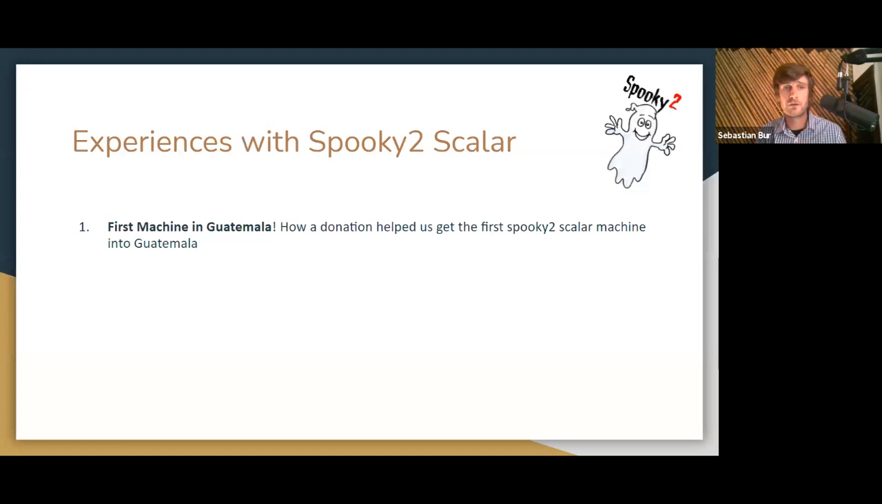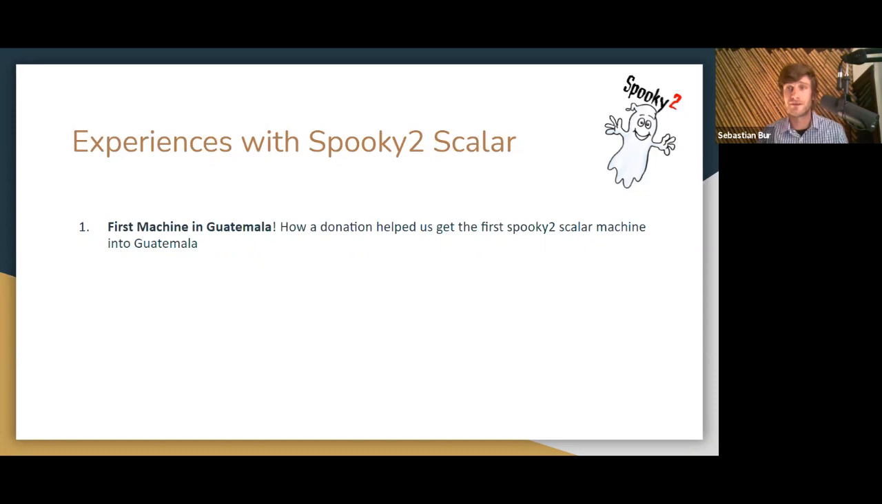Okay, very quick. So my experience with the Spooky2 Scalar: I think we had the first machine in Guatemala. I'm not totally sure of that, but I'm pretty sure. We got a donation from a very kind person, so we could buy a Spooky2 Scalar machine.